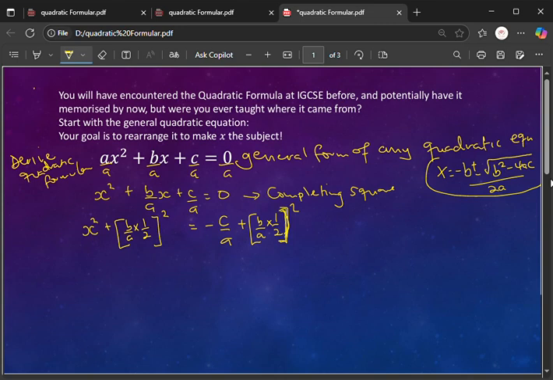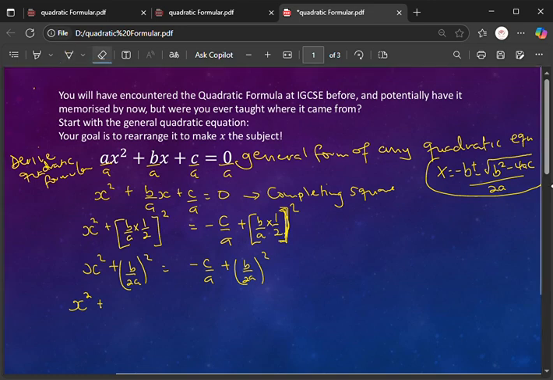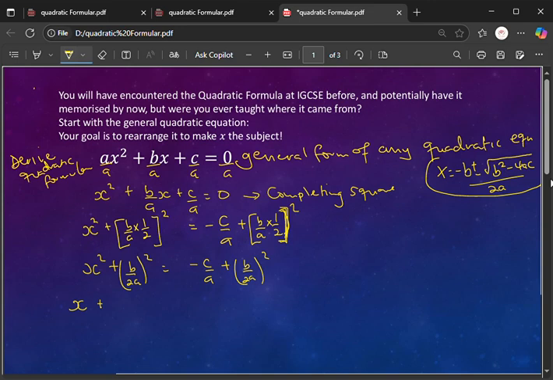Okay, so let's simplify this a bit. So this is plus b over 2a, and it is all squared, and this is negative c over a plus b over 2a, all squared. I hope we are all together at this stage. Now the next step, this is what we did under completing squares, if you notice. So now we have x squared plus, I beg your pardon, now we can take out the, I think I should change the color.